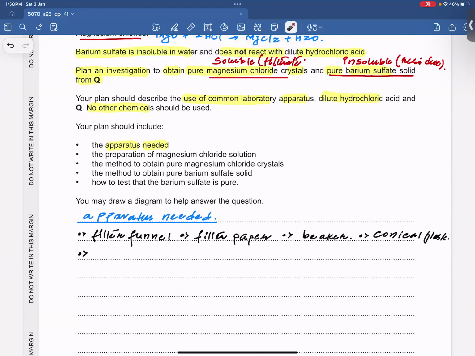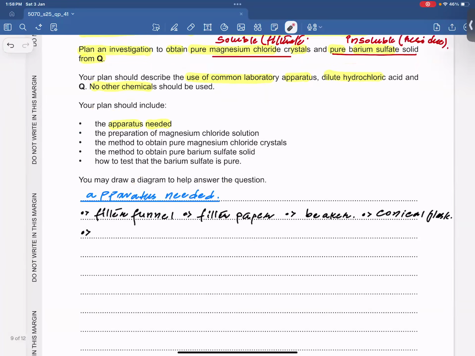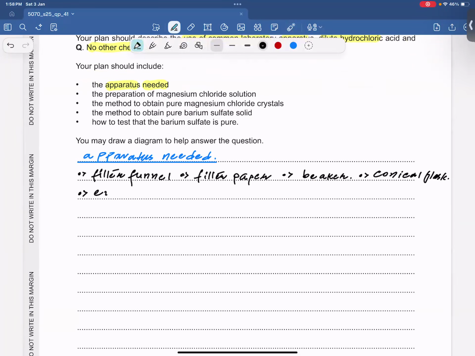We need to get the pure magnesium chloride crystals, which means I'm going to go for the evaporation and crystallization process, and for that I need an evaporating dish. To make a saturated solution, I need to heat the mixture, and for that I need a Bunsen burner.